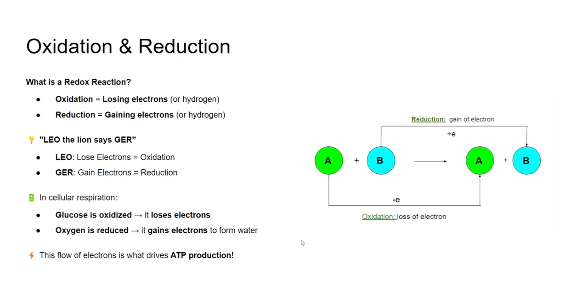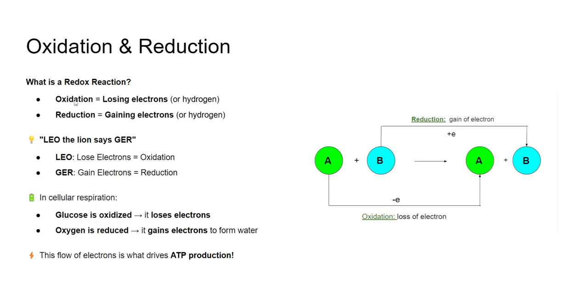Before we dig into cellular respiration as a whole and all the specific steps of it, I want to talk about redox reactions. So what exactly is a redox reaction? A redox reaction is the process of oxidation and reduction, right? If we combine the two, we get the term redox. So we have two parts to a redox reaction. We have something that's getting oxidized and we have something that's getting reduced.